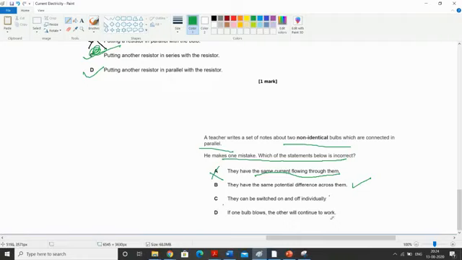Our connections at home are in parallel, because if you switch off the TV, that is not affecting the refrigerator or AC or the bulb, so they can be switched on and off individually. If one bulb blows, the other will continue to work. Exactly. If one is not working, the other can work. So all three are right. Option A is wrong because it says same current. Same current is there in series, not in parallel.